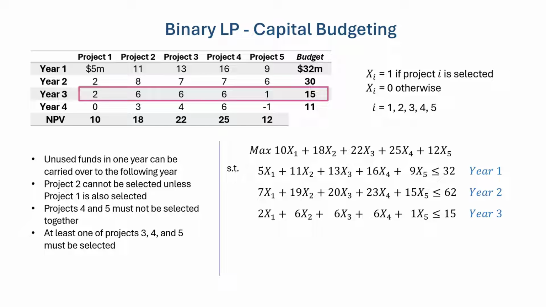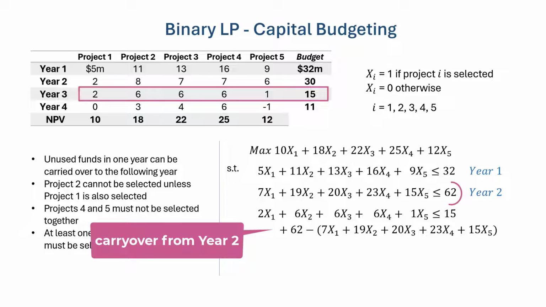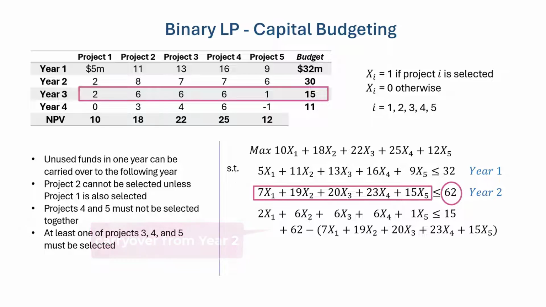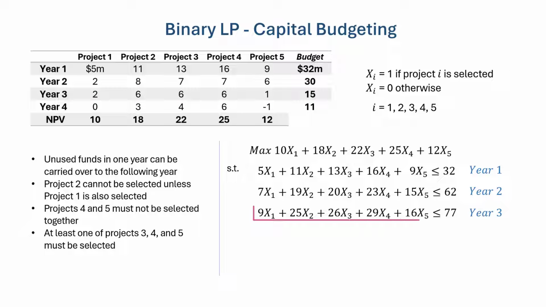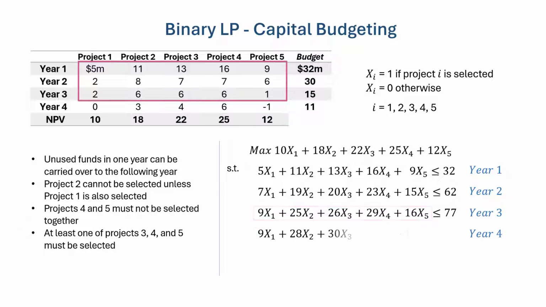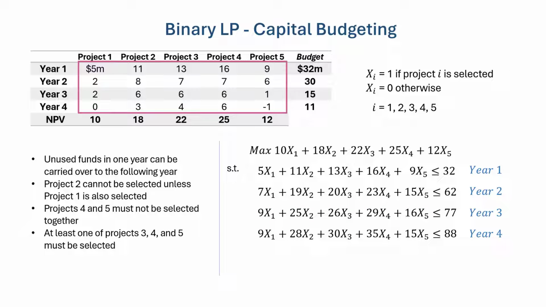But again, we need to add to this 15 the carryover funds from year 2, which is 62 minus the left-hand side of year 2 constraint. And that simplifies accordingly. You can see that the coefficients are the sums of the year 1 to year 3 outlays for the project. It follows that the coefficients for year 4 will also be the cumulative outlays and budgets from year 1 to year 4.